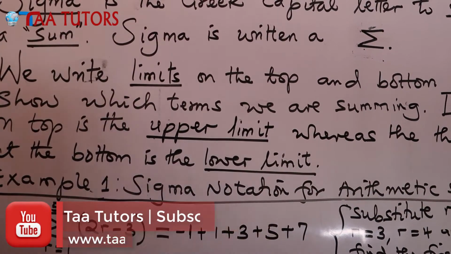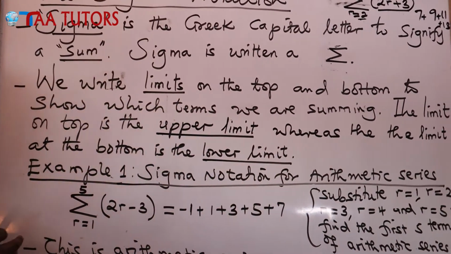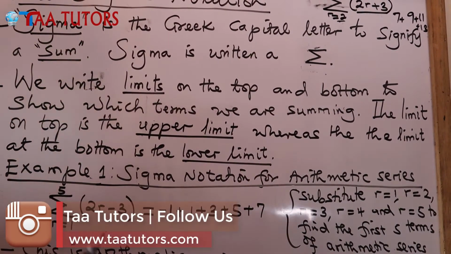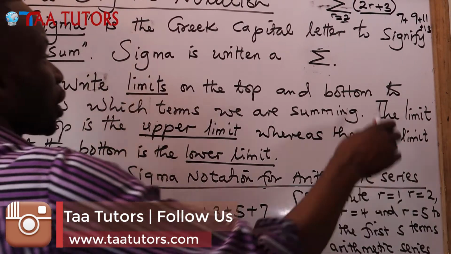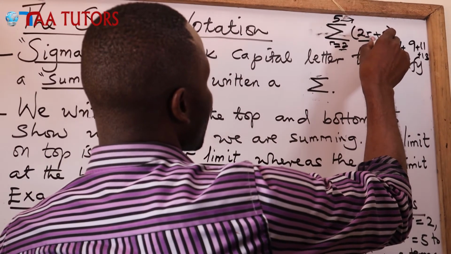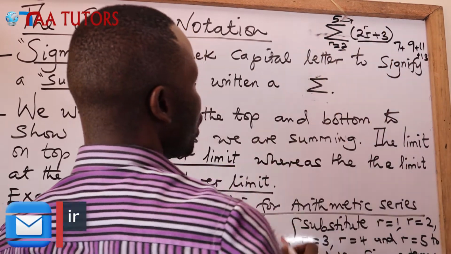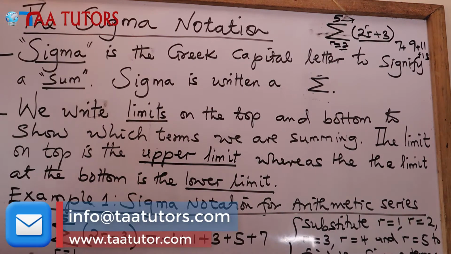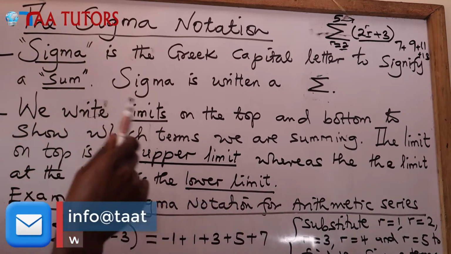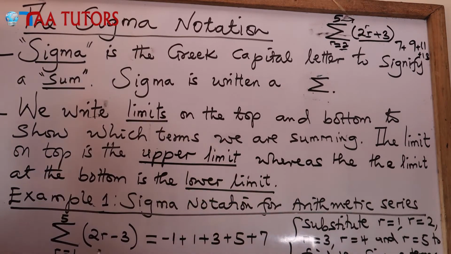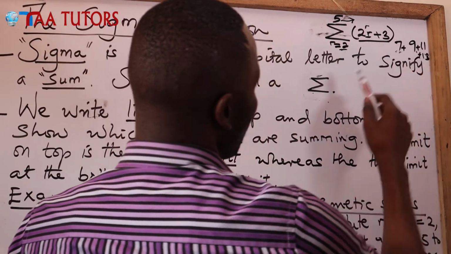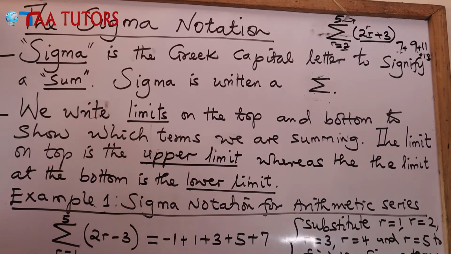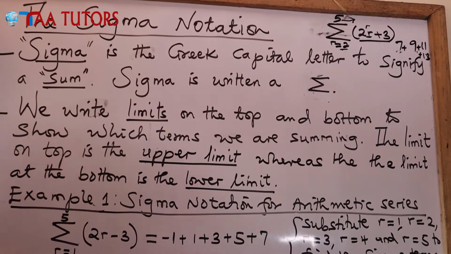You can have a sigma notation of an arithmetic series or a sigma notation of a geometric series. With a geometric series, we'll always find that the unknown, the letter here, is a power. If you find that it's raised to something, that tells you that it is a geometric progression. Otherwise, you can just substitute and check whether you have a common difference or a common ratio. Then you determine what kind of series you have.